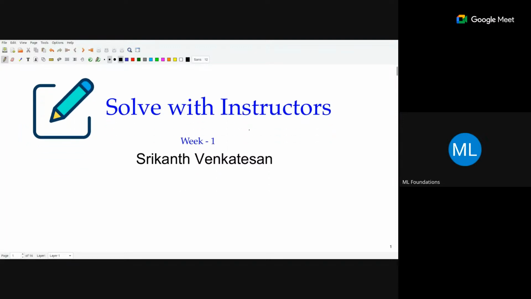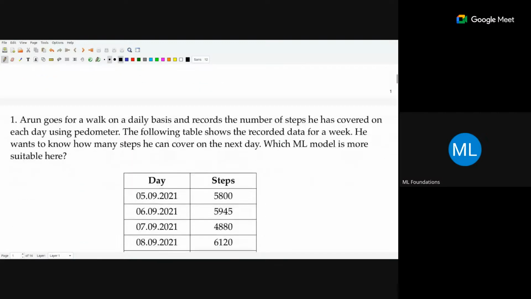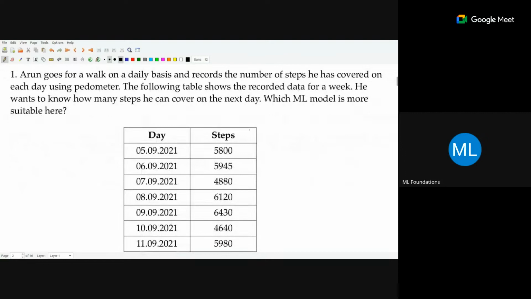Let's move to the very first question I have today. It says Arun goes for a walk on a daily basis and records the number of steps he has covered on each day using a pedometer. The following table shows the recorded data for a week. He wants to know how many steps he can cover on the next day. So this is the situation we have now, and my question is, which ML model is more suitable here?